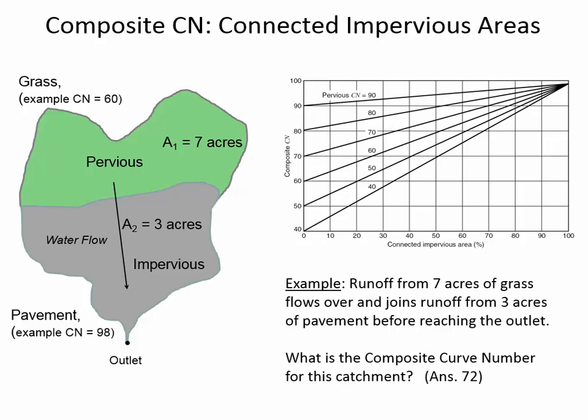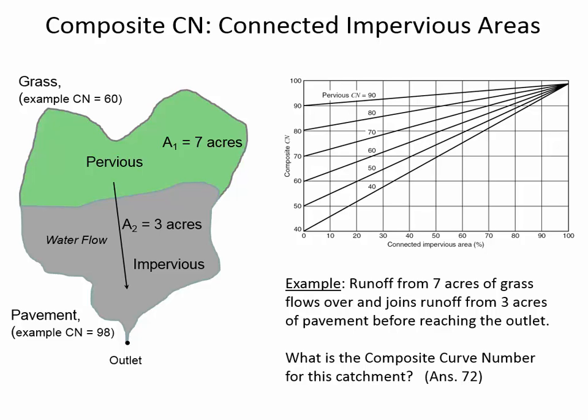It's not just a simple average, and I think you'll see why in just a minute. We've got this figure here that helps us to calculate what the composite curve number will be. In some cases, the figure is just a graphical way of doing that simpler average, but in others, it's not. So we're going to have this first example. We're going to call it connected impervious area, because the impervious area is directly connected to the outlet.